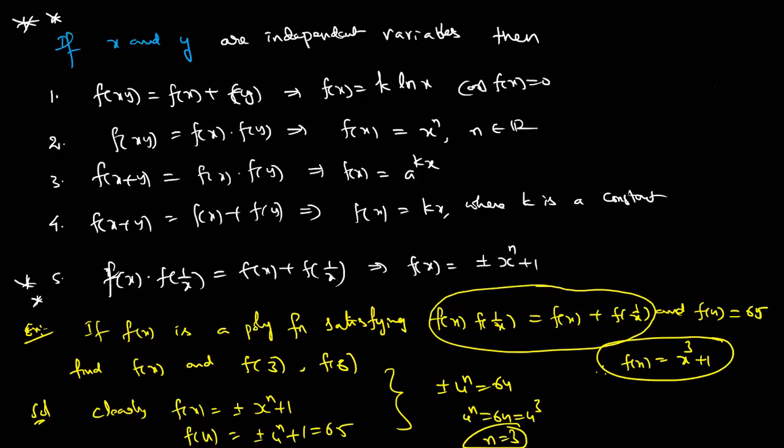Now replace x by any number: 3, 4, 10, anything. What is the answer? f of 3 is 28. f of 6 is 6 cube, which is 216, plus 1, that means 217, like that. Many times they're asking these questions.